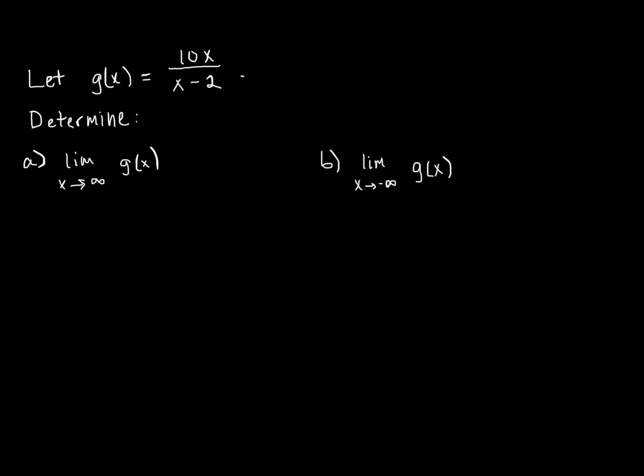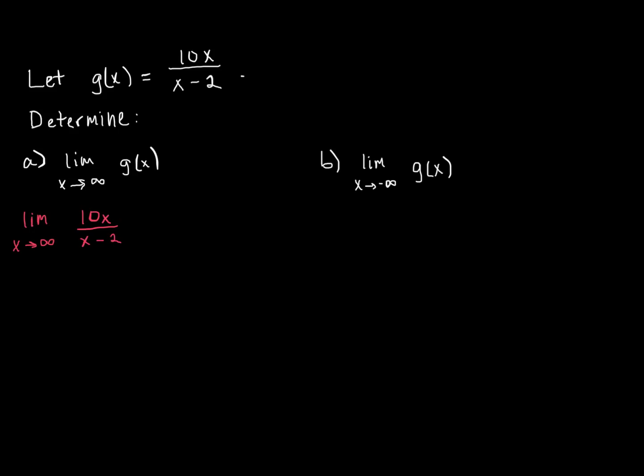Alright, so let's start with the limit as x approaches positive infinity. And so just to get a kind of conceptual understanding of this, right, we're looking at this graph of g of x in our heads, so to speak, and we want to know what it is going to be doing as we just move way out to the right. Okay, so let's rewrite this. Limit as x approaches infinity of 10x over x minus 2.